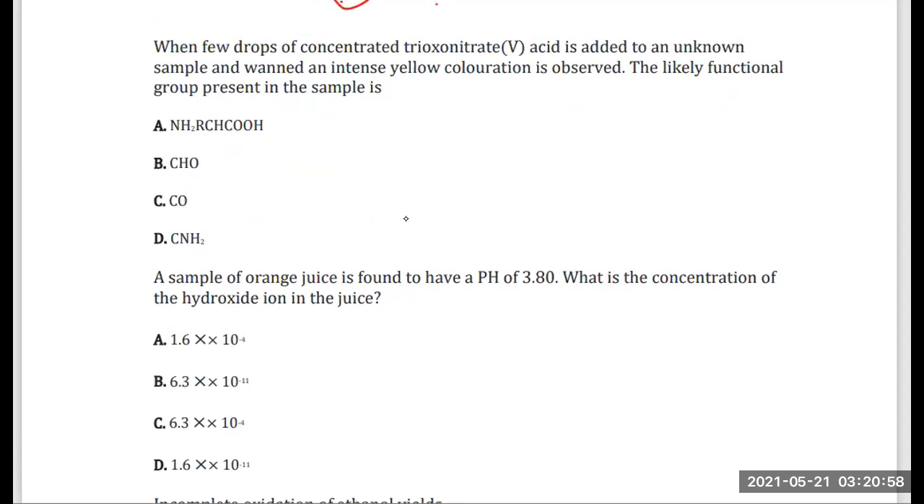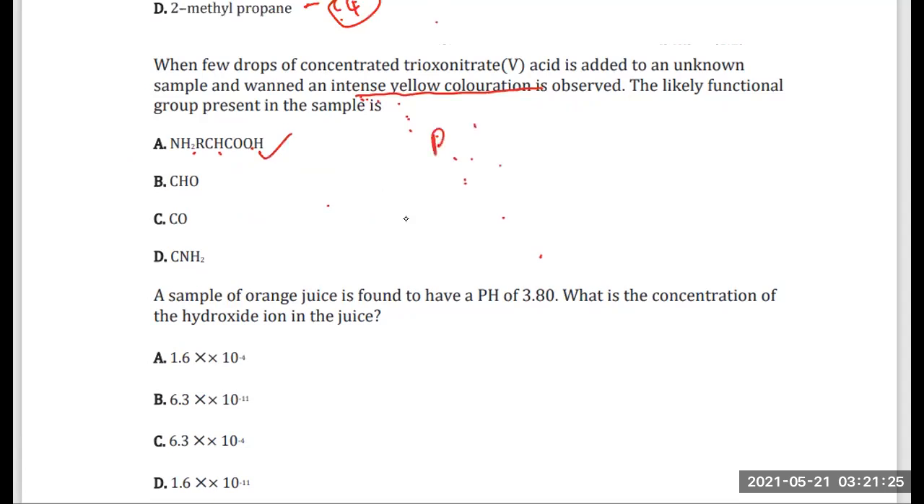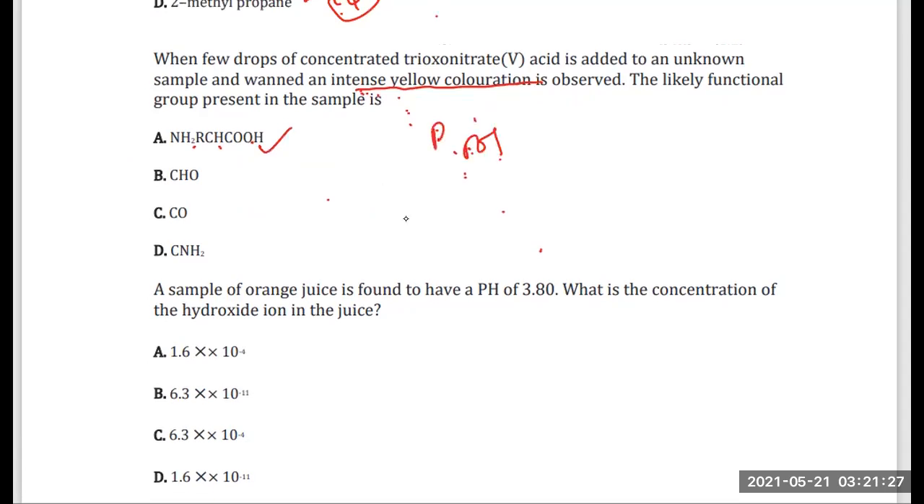When a few drops of concentrated trioxonitrate(V) acid is added to an unknown sample, you have intense yellow coloration. Of course, when you see intense yellow coloration, we call this the xanthoproteic test. So this is a test for protein, and the only functional group that has protein present in it is A. So I'll just look at the functional group that has protein present in it. So that gives us that quickly.